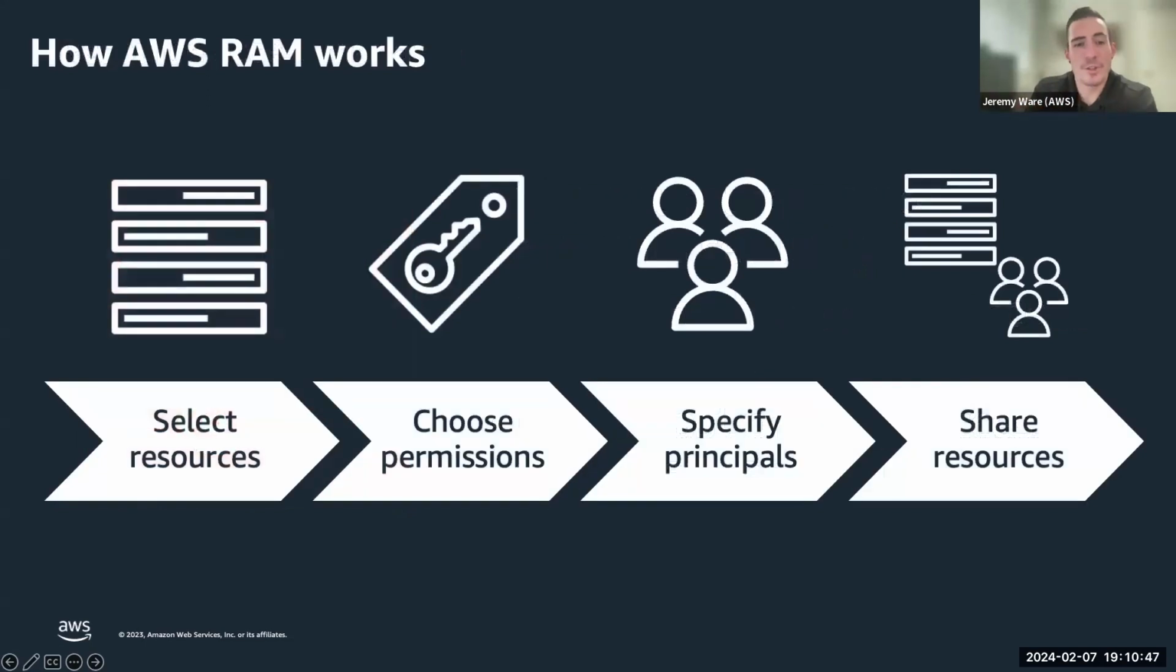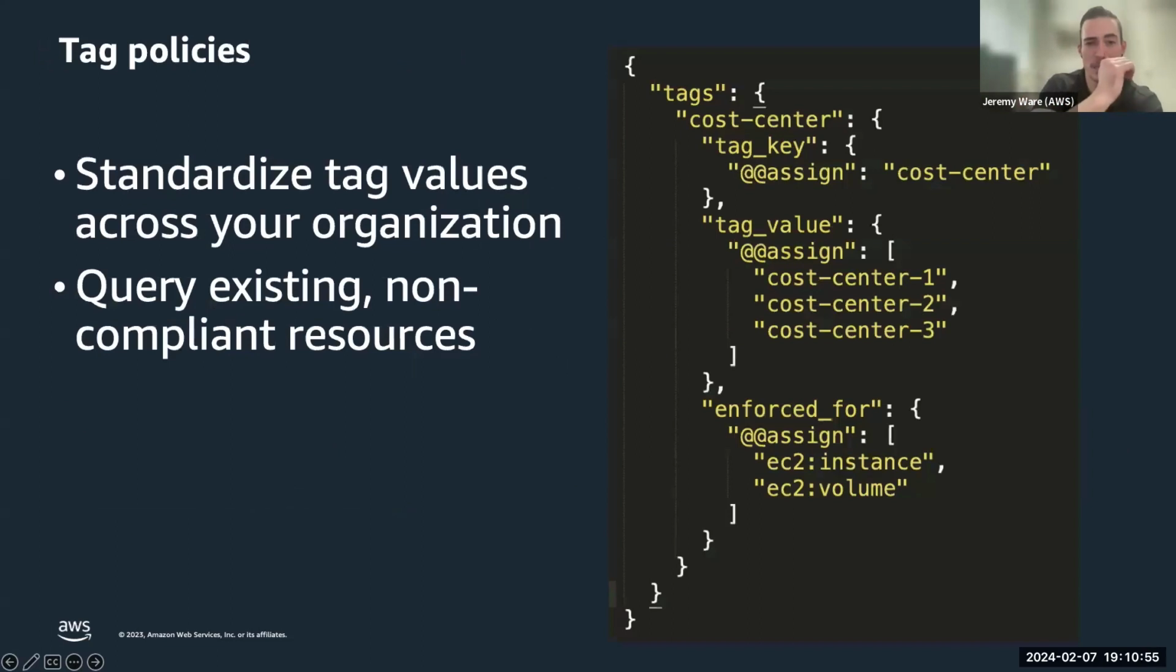You select your resource, choose the permissions that you want to allow. You can specify the specific principals in one or many accounts, and then you share the resource. So pretty straightforward and easy.